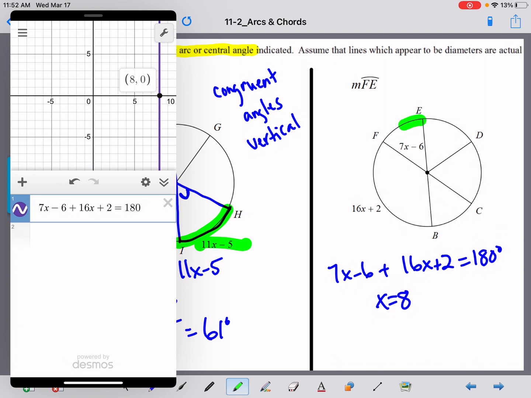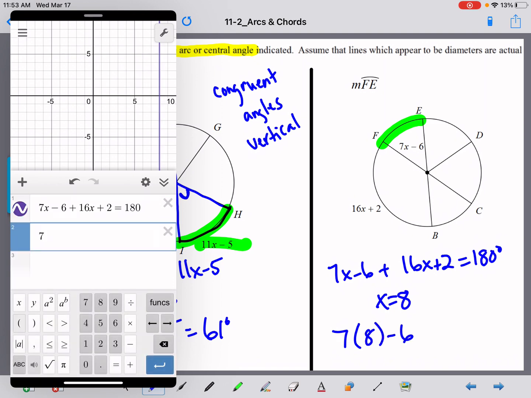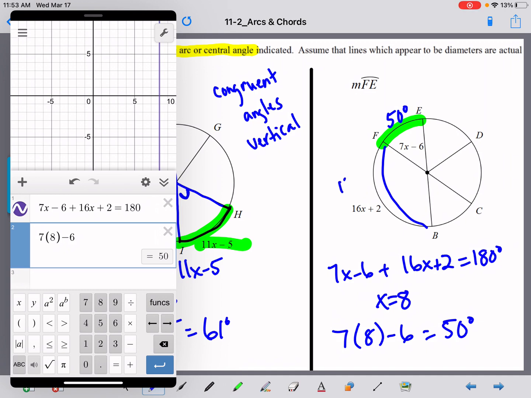I'm trying to find FE. So now I'm going to substitute. I'm going to do 7 times 8, because you know I can't remember my multiplication when it comes to the 8s. And that's going to give me 50 degrees. If this is 50 degrees, what would this piece be? Super quick, do it in your head. 180 subtract 50. Right, that's 130. Good job.